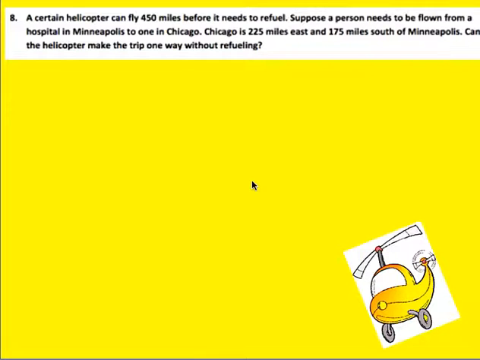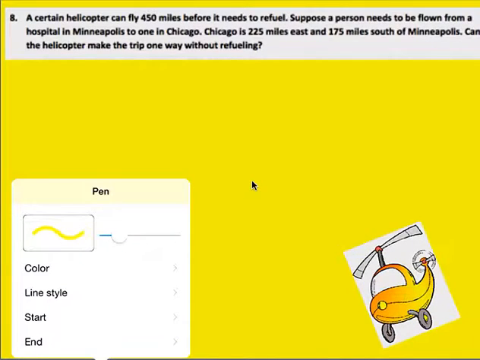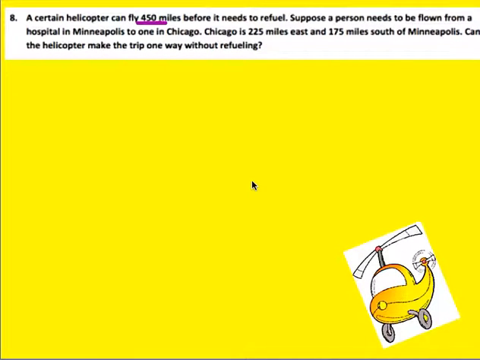Okay, so now let's take a look at number 8. Let's start by reading through this. It says a certain helicopter can fly 450 miles before it needs to refuel. So that's probably going to be important, that 450 miles. Suppose a person needs to be flown from a helicopter in Minneapolis to one in Chicago. Chicago's 225 miles east and 175 miles south of Minneapolis. Can the helicopter make it?